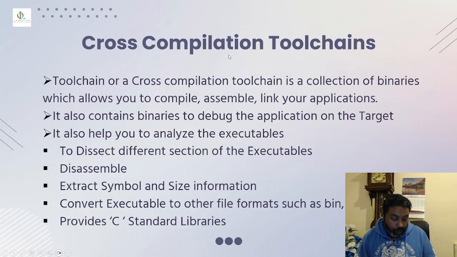And next we get into the cross compilation toolchain. The objective of the compiler is to generate machine code for the target machine. So that's why you need cross compilation. And what are toolchains? Toolchains make it easier for cross compilation to make the program run, without any graphical representation. The cross compilation toolchain is a collection of binaries which allows you to compile, link, and assemble your applications.